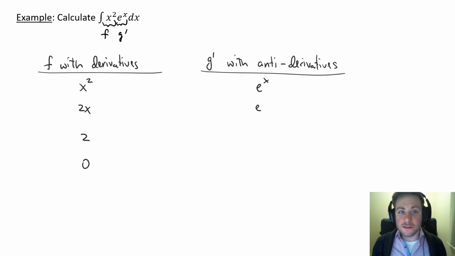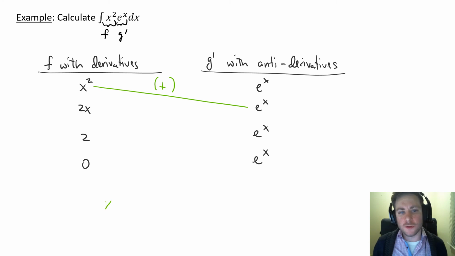And that's easy since e to the x is its own antiderivative. So again, just put the same number of entries in that list as you had in the f with derivatives list. With that, we're ready to form our matches. So just like before, our first match gets a plus sign. So this match adds to our final answer.